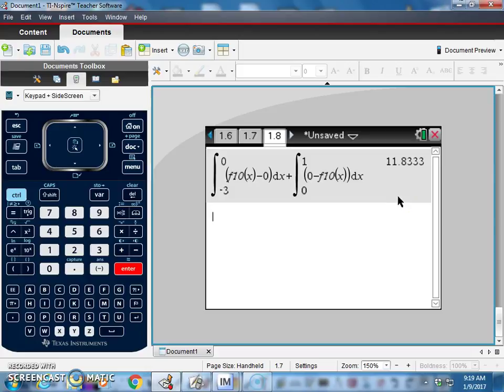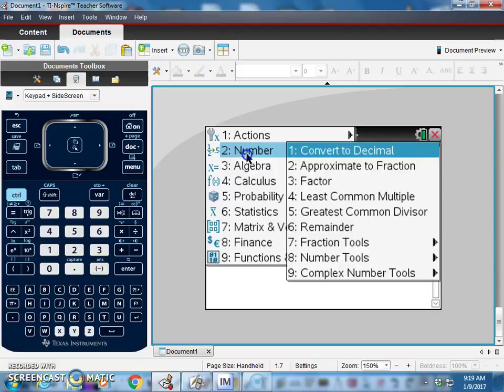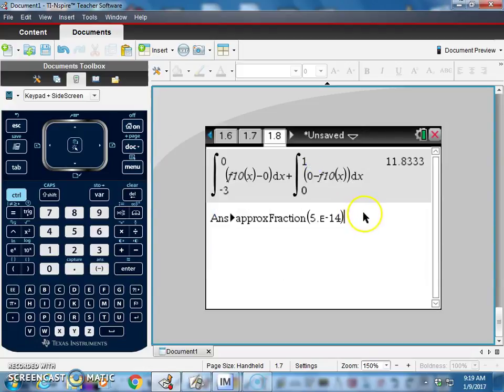Okay, and you see that it's going to give me both areas added together. So we got 11.83 repeating. Let's see. I'm going to do menu, number, approximate to fraction. And that's also the same as 71/6.